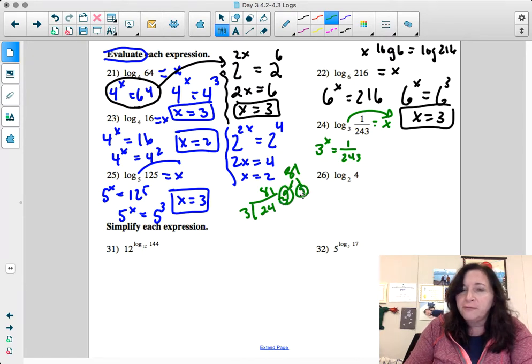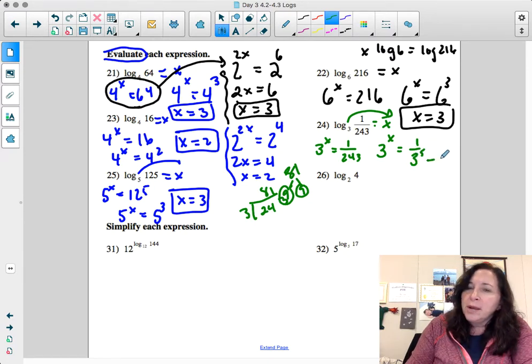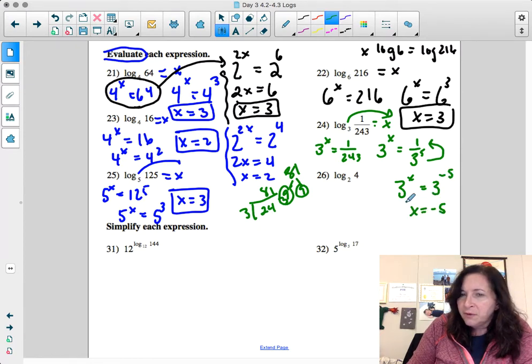So I actually have 4 threes here from the 81 plus another one. So that's 5. So what I really have is 3 to the x power equals 1 over 3 to the 5th power. And remember, when I change the base from the denominator to the numerator, I get 3 to the x power is equal to 3 to the negative 5 power. So I have x is equal to negative 5.